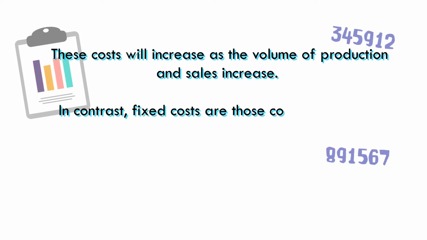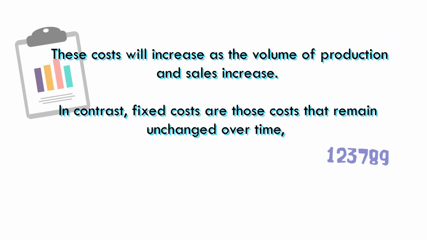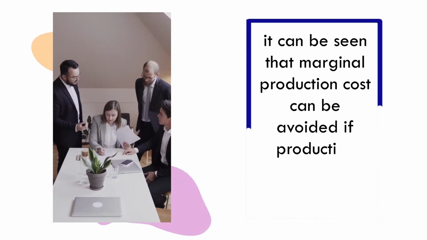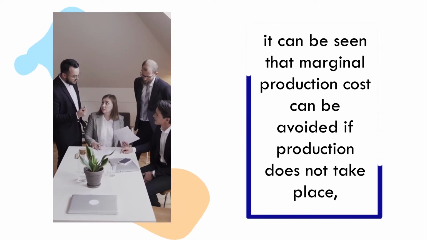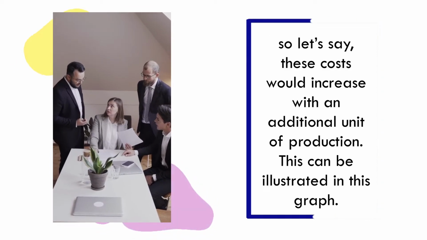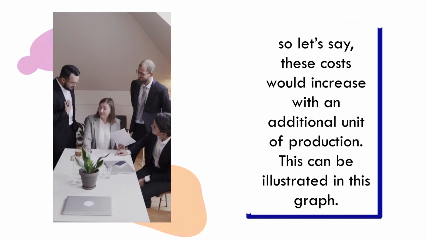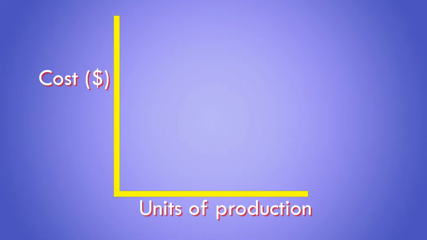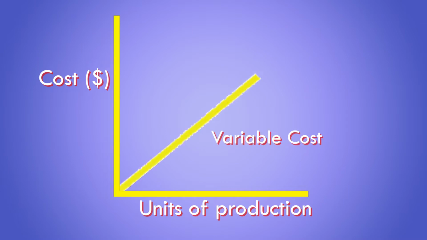In contrast, fixed costs are those costs that will remain unchanged over time regardless of the volume of production or sale. From this discussion, it can be seen that marginal production cost can be avoided if production does not take place. So let's say these costs will increase with an additional unit of production, and this can be illustrated in this graph where you can see cost and units of production. So the variable cost is rising as the units of production rise.